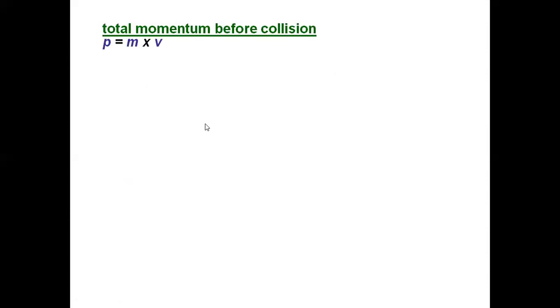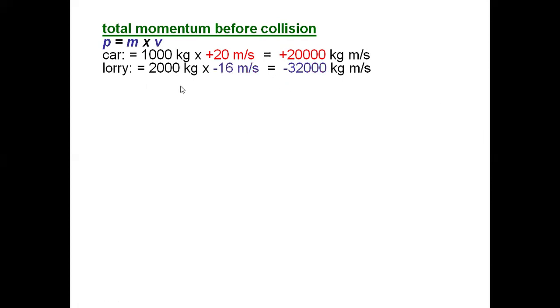So, total momentum before collision. Car's momentum, we are taking right as positive. The car was moving in the rightward direction. So this is the multiplication of 20 into 1000, which is 20,000 kg meter per second. And the lorry, 2000 kg, and we are taking minus 16. So its momentum is minus 32,000 kg meter per second. So what is the total momentum? It will be subtracted now, because one is positive and the other one is negative. The total momentum of the two bodies, car and lorry, before collision is minus 12,000 kg meter per second.